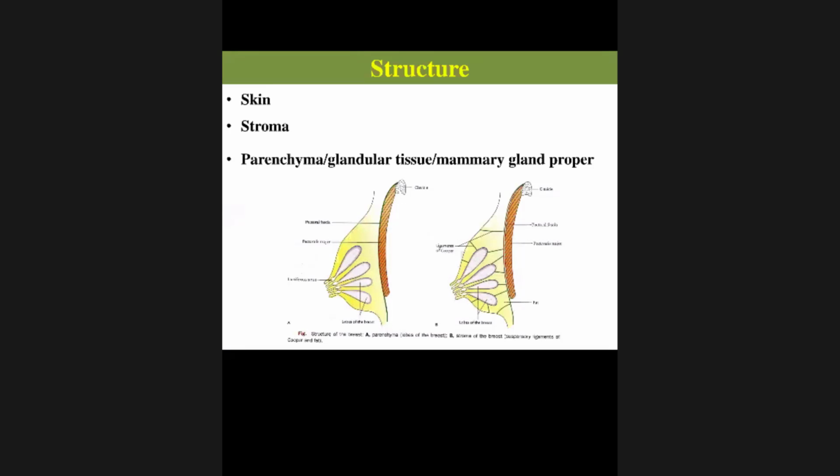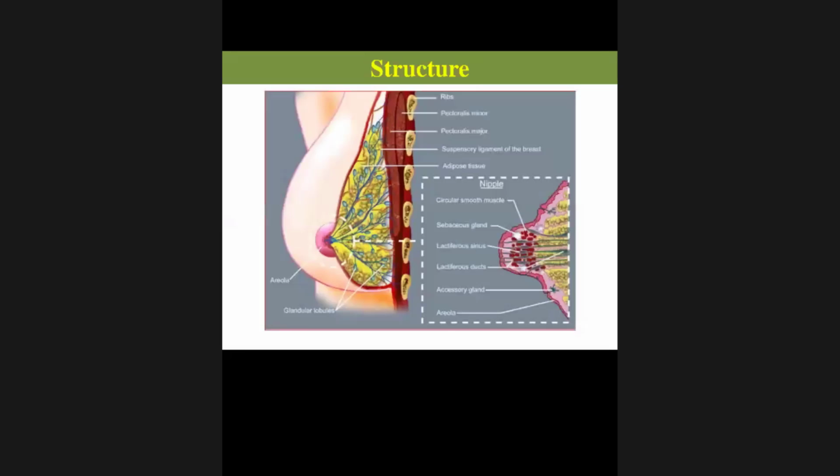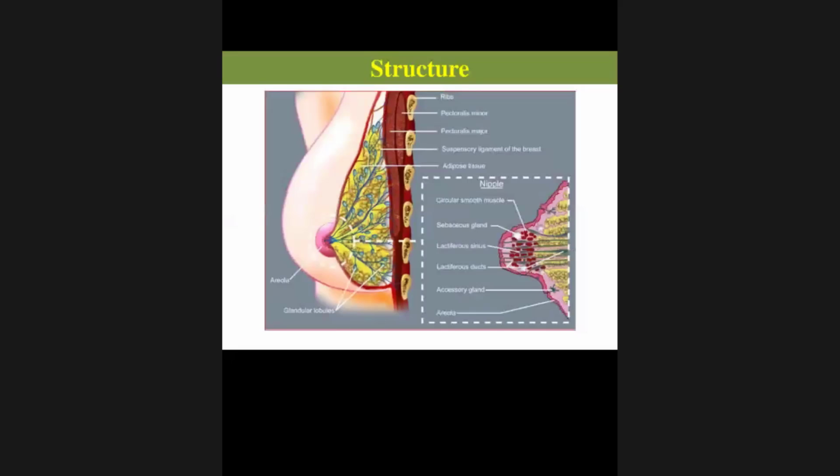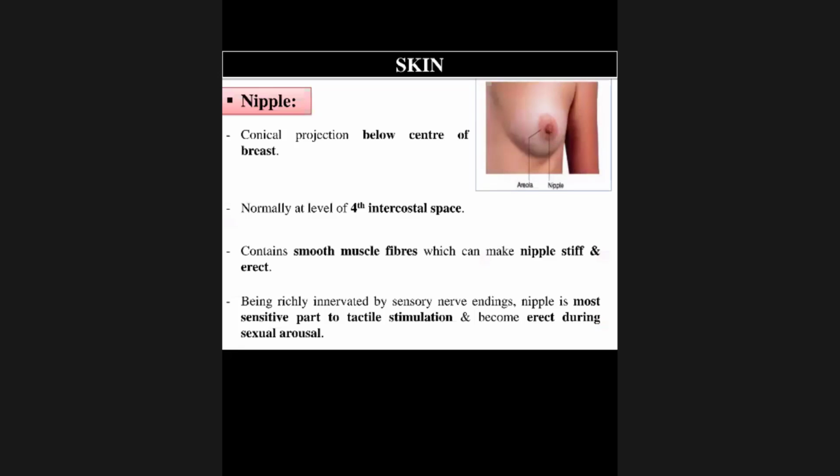In the skin we will discuss two portions: the areola as well as the nipple. Under the skin there are two subheadings, areola and nipple, and then the stroma, and then the parenchyma. Parenchyma is the main part. You can see in this picture the areola, nipple, and then the parenchyma.